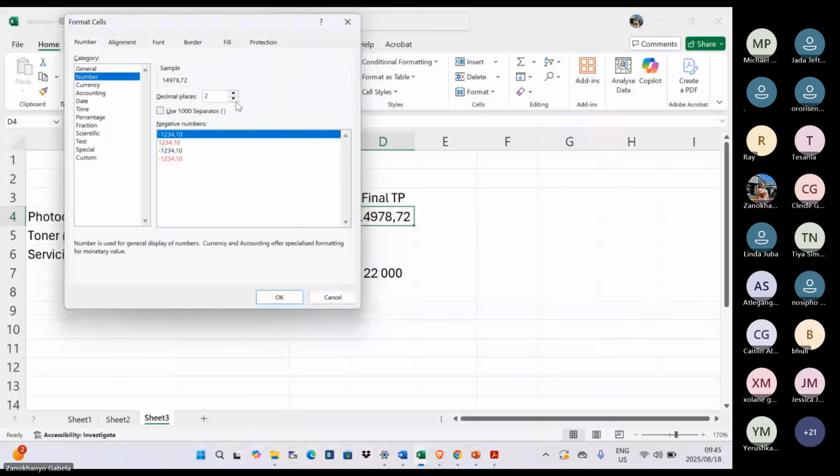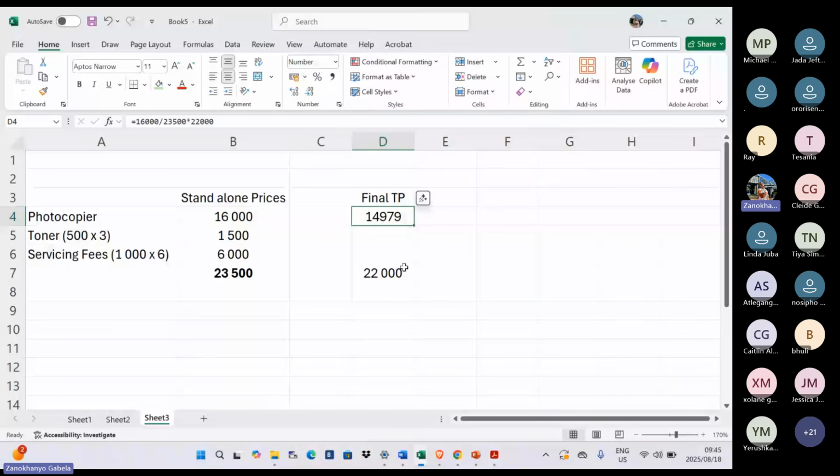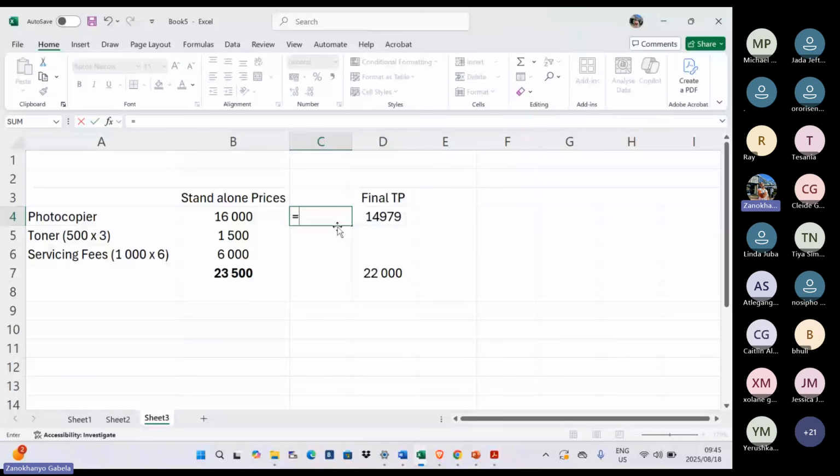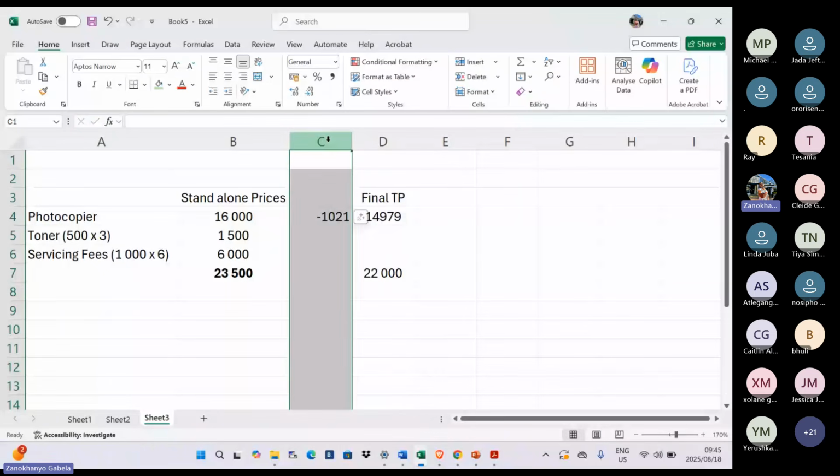Perfect. 14,979. Now let's find how much discount we made out of this, minus that one over there. See, we made a lovely discount of 1,000. They made a lovely discount of 1,021. Okay, now we apply the same concept.